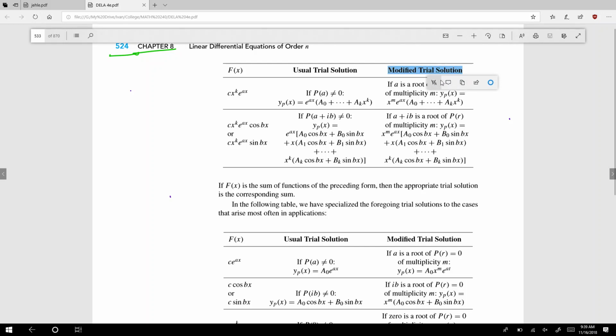Does it also explain in the book why that works? Like, why does multiplying by x work? Remember when we did the homogeneous thing? It was like, oh, you have multiplicity, you need to multiply by x. It's the same idea. It's that you need linearly independent solutions.